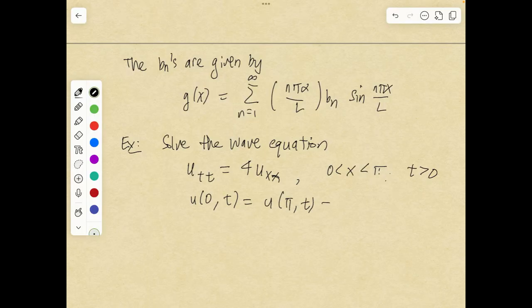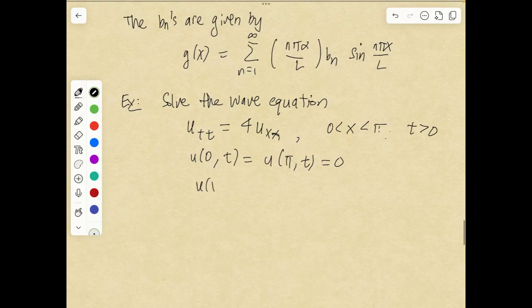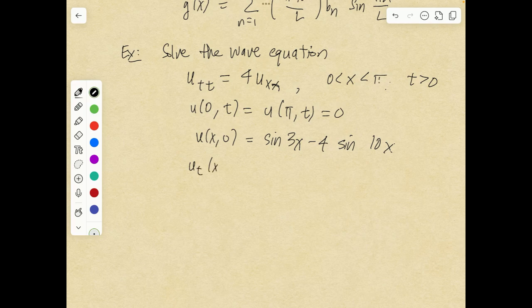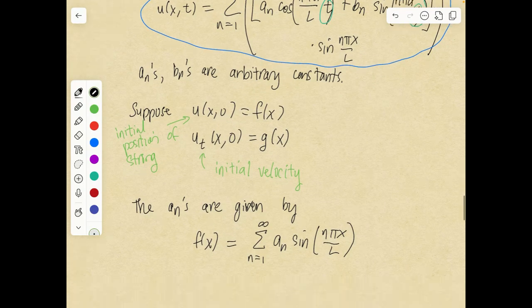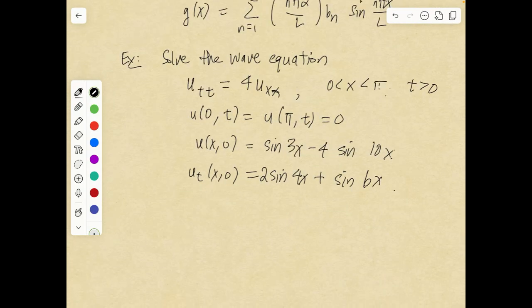So solve the wave equation above. U sub tt equals 4u sub xx, where x goes from 0 to pi and t is positive. U of 0 t equals u of pi t, which is 0. U of x 0 is sine 3x minus 4 sine 10x. And u sub t of x 0 is 2 sine 4x plus sine 6x.